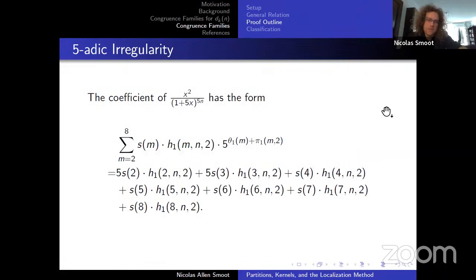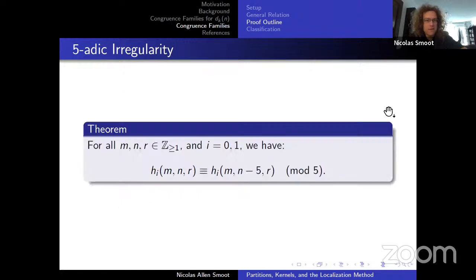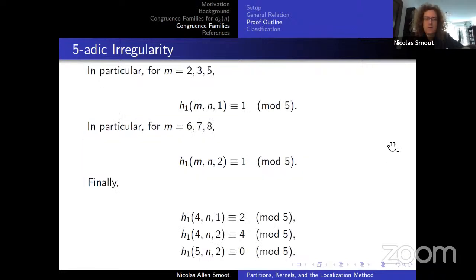Now, there are a couple of ways of dealing with it. First of all, this sort of auxiliary function, h1 of mn2, we have a really, really nice result here. That hi of mnr is congruent to hi of m, n minus 5r mod 5. That's very useful right away, okay? Because that means if I'm looking at what hi is doing mod 5, I can really just look at what congruence value n is mod 5 and just reduce it to that. So that's useful. With that, we can compute some very, very specific congruence values with relatively little work.